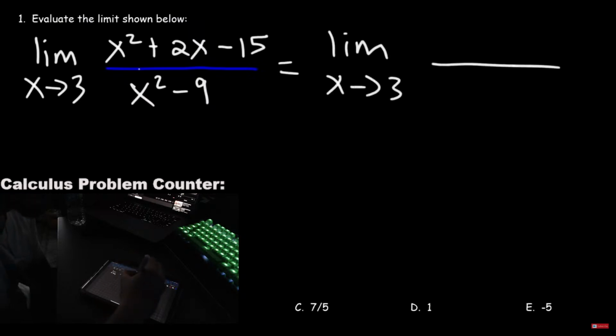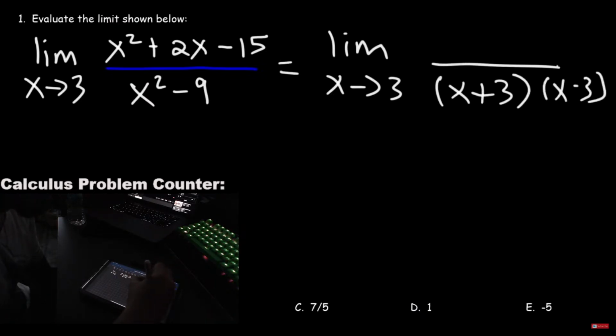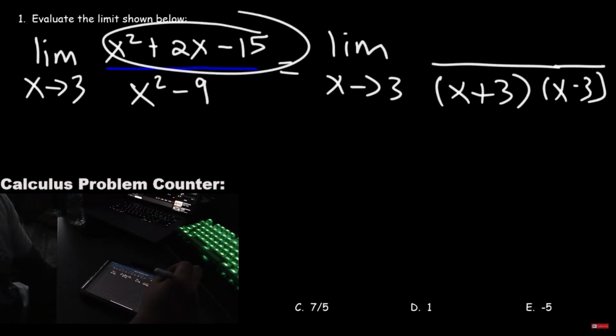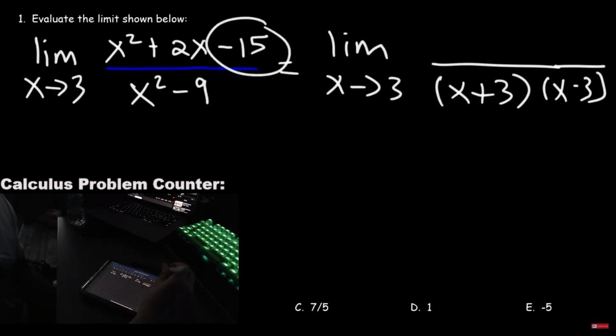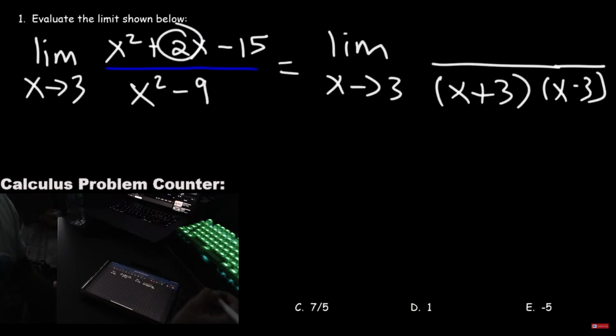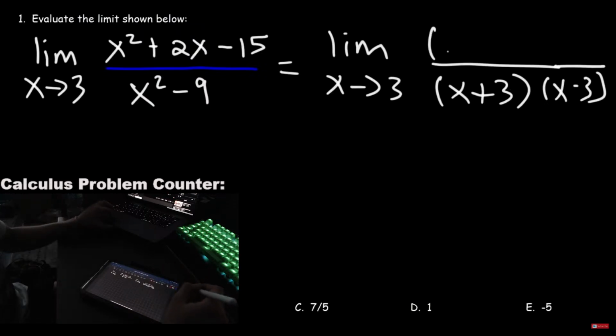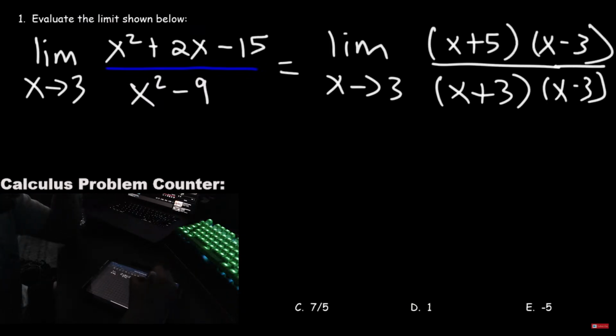So to factor a difference of perfect squares, x squared minus 9, we can write that as x plus 3 times x minus 3. The square root of x squared is x, and the square root of 9 is 3. And so that's how you can get those numbers. Now, what about factoring this trinomial? What two numbers multiply to negative 15, but add to positive 2? So this is going to be positive 5 and negative 3. 5 plus negative 3 adds up to 2. 5 times negative 3 multiplies to negative 15.